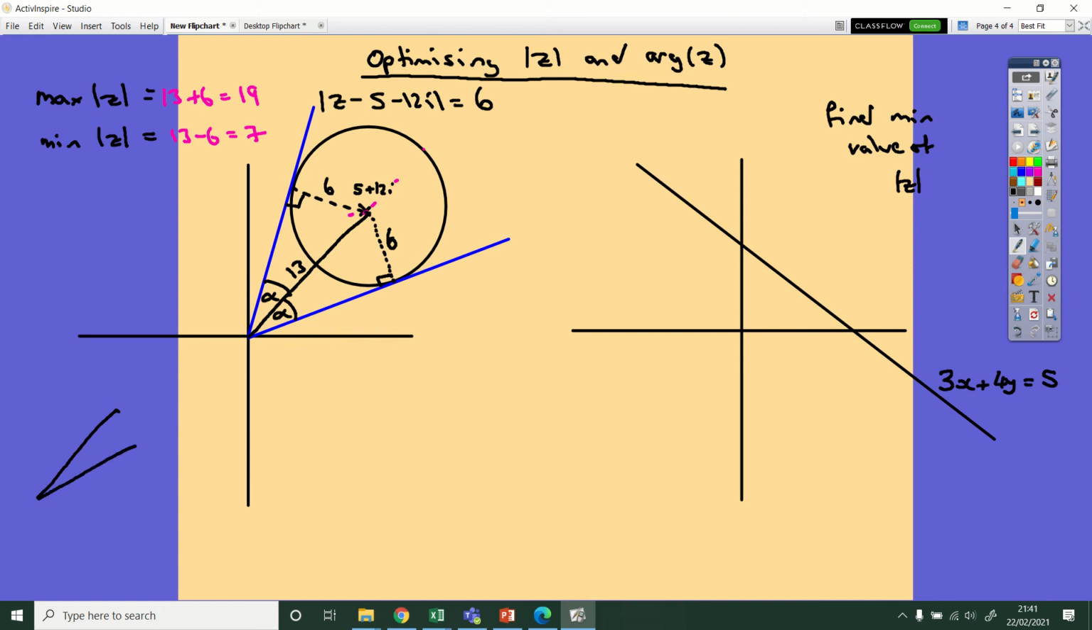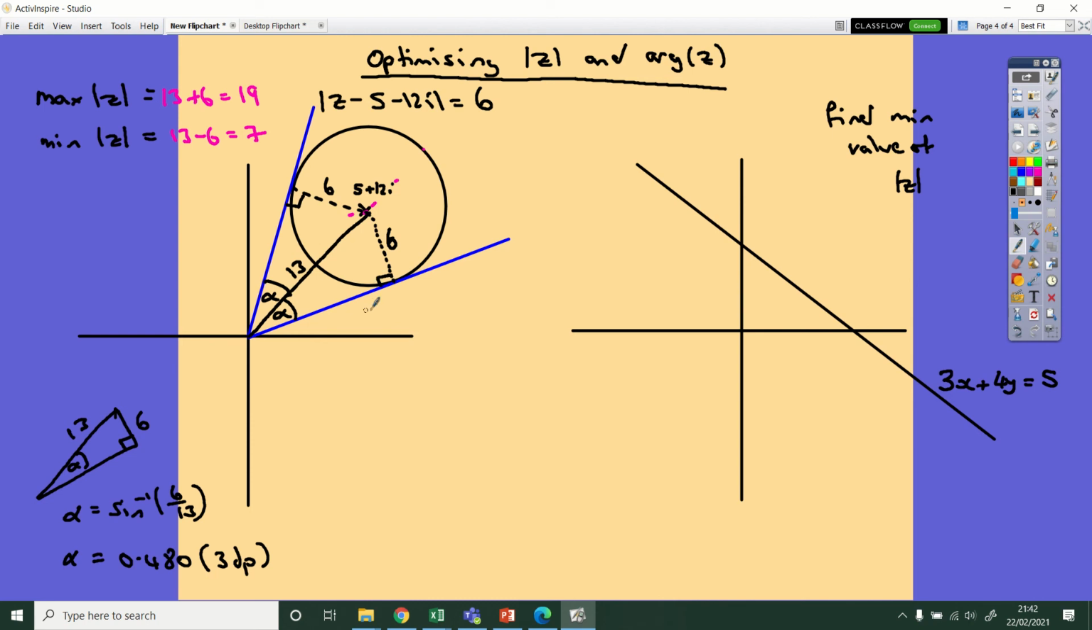Okay, so here's my triangle, 6 here, 13 here, and here's alpha. So alpha is clearly going to be inverse sine of 6 over 13. Okay, now we're normally working in radians, so I've done this in radians, and that gives me alpha equals 0.480, and that's to 3 decimal places. Okay, so that gives us quite a lot to work with in terms of working out these blue arguments here.